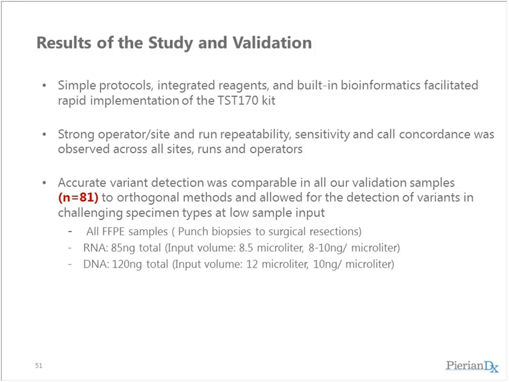These are the common questions I get asked for these talks, so I'm just going to be forthcoming with them. The RNA we used was 89 nanogram in total, with the input volume of 8.5 microliters, somewhere between 8 to 10 nanogram per microliter. And the DNA we used was around 120 nanogram total, with input volume of 12 microliters with 10 nanogram per microliter. So this has been our experience with overall the TST-170 kit.